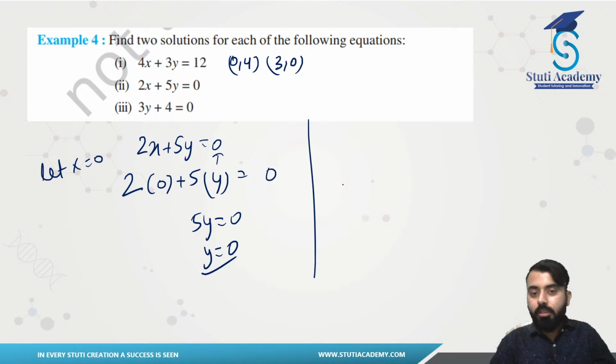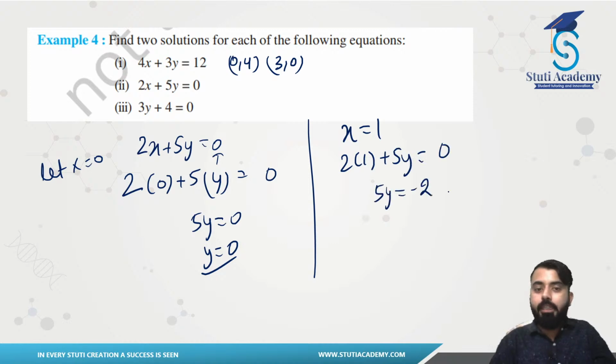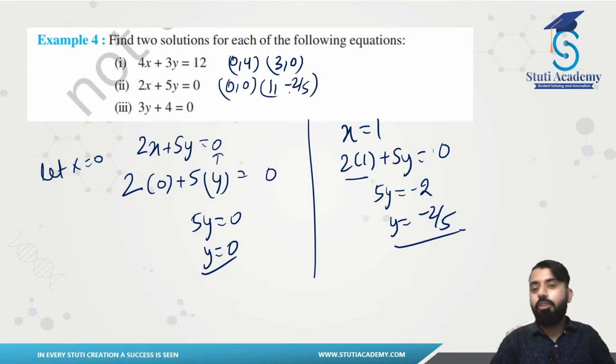Now we are going to assume x equals 1. So 2 into 1 plus 5y equals 0. So 5y will be what? A negative 2. Y will be what? Negative 2 by 5, right? Because this 2 is positive, on the other side it will be negative. This 5 is in multiplication, so it will be in division. So the 2 solutions are (0, 0) and (1, minus 2 by 5). These are the 2 solutions right here.